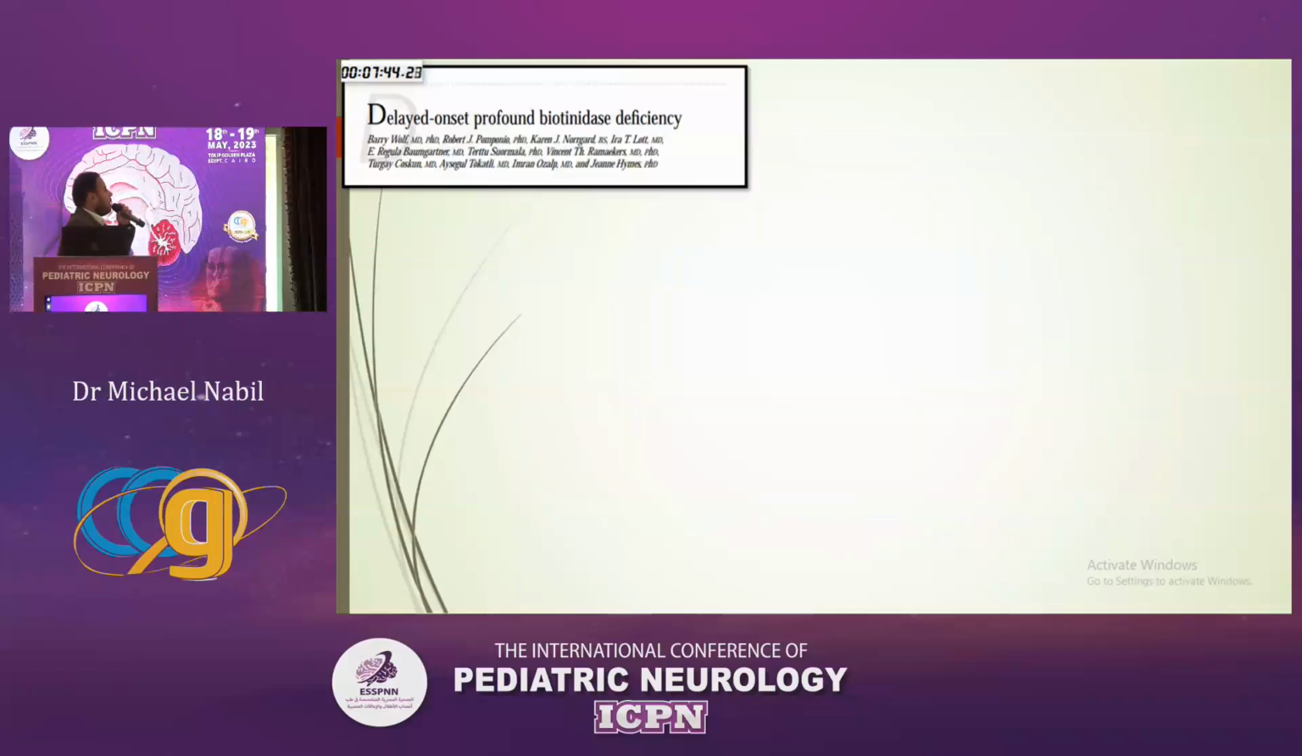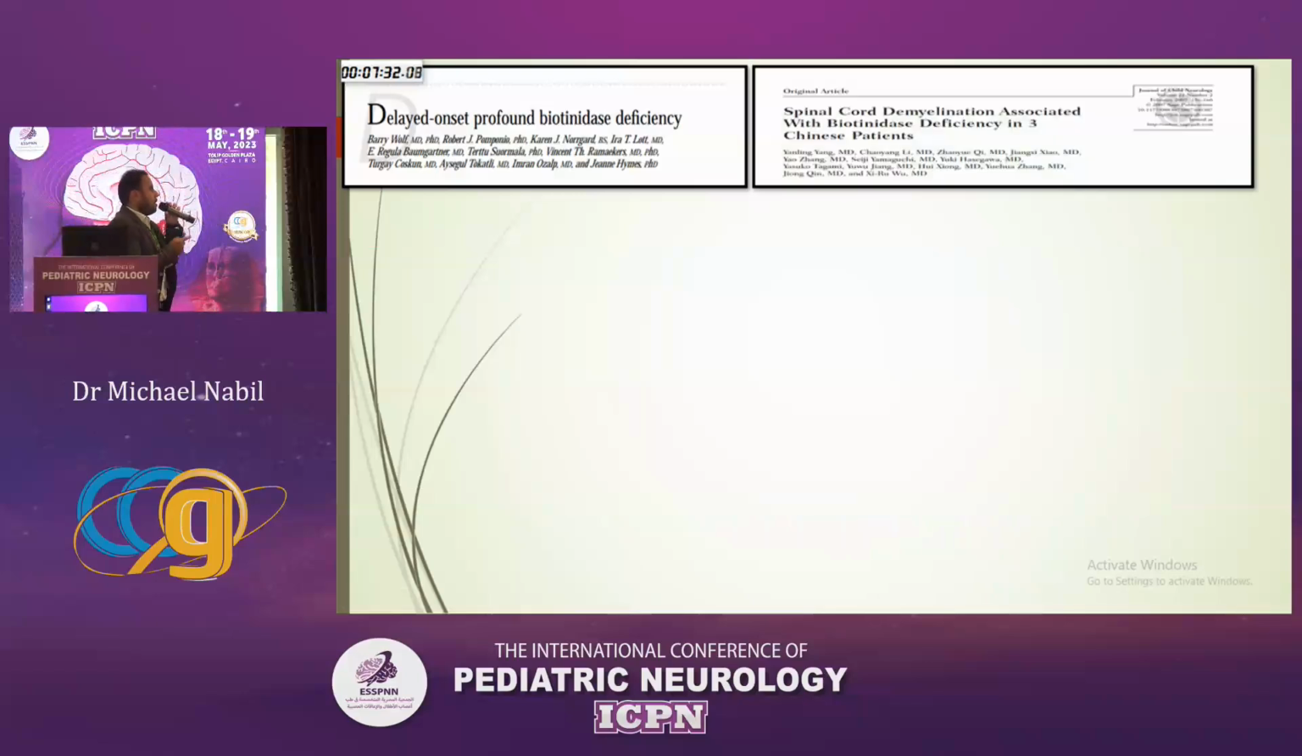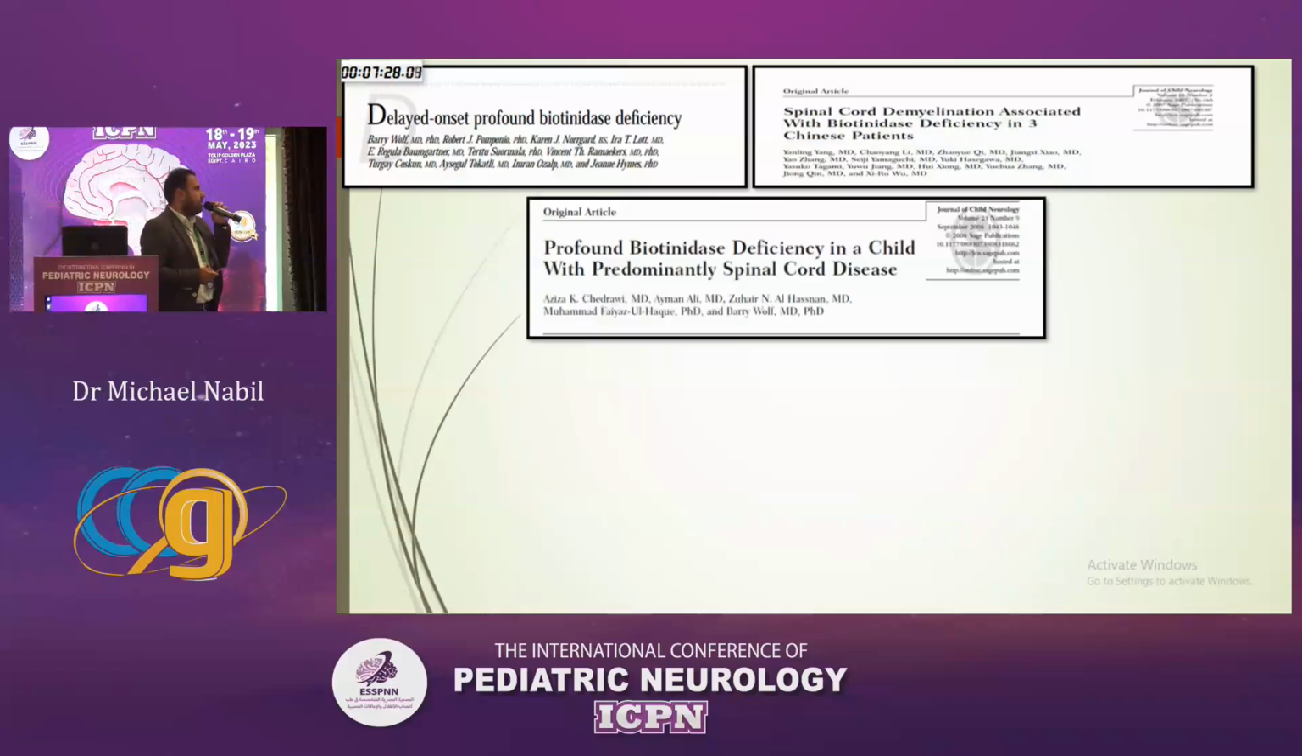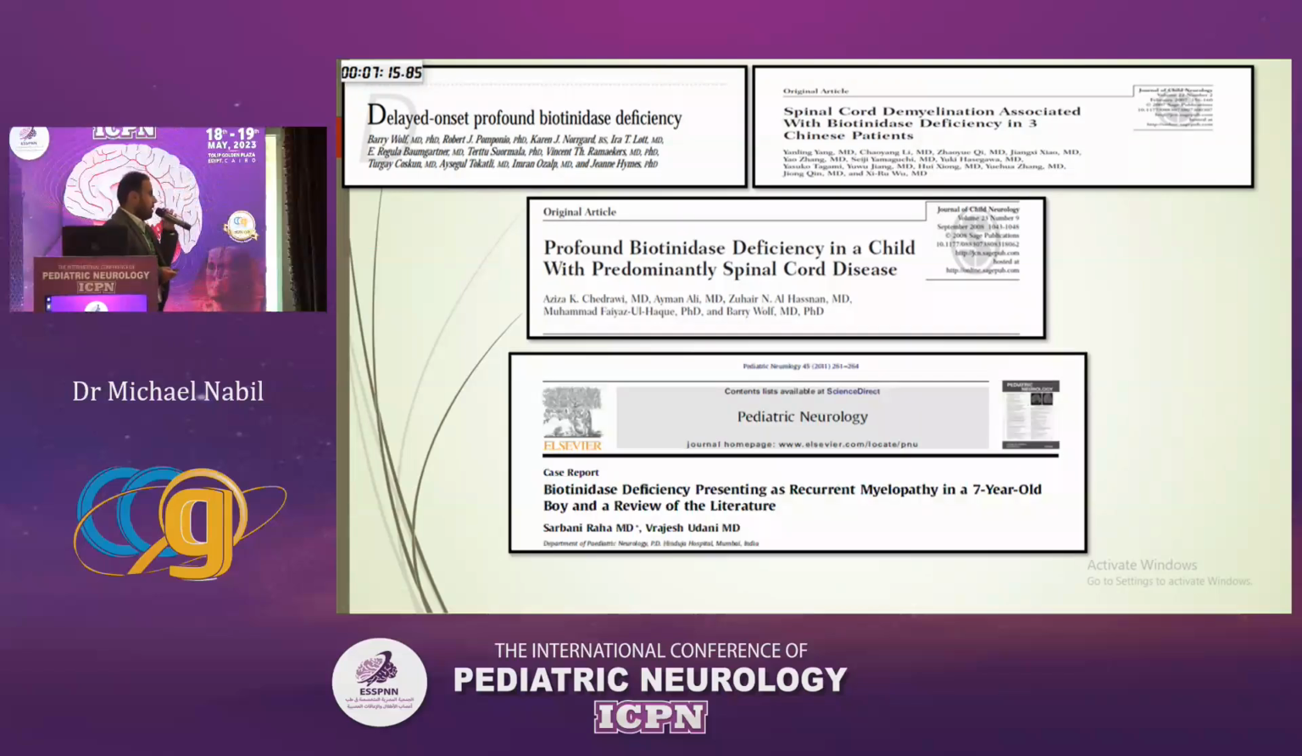Some papers have been published mentioning that profound biotinidase deficiency can be late onset, not usually at the age of 2 to 5 months as we used to diagnose. Another paper: spinal cord demyelination associated with biotinidase deficiency in 3 Chinese patients. Also, profound biotinidase deficiency in a child with predominantly spinal cord disease. So biotinidase deficiency and spinal cord disease is not that rare. We have to think about it.